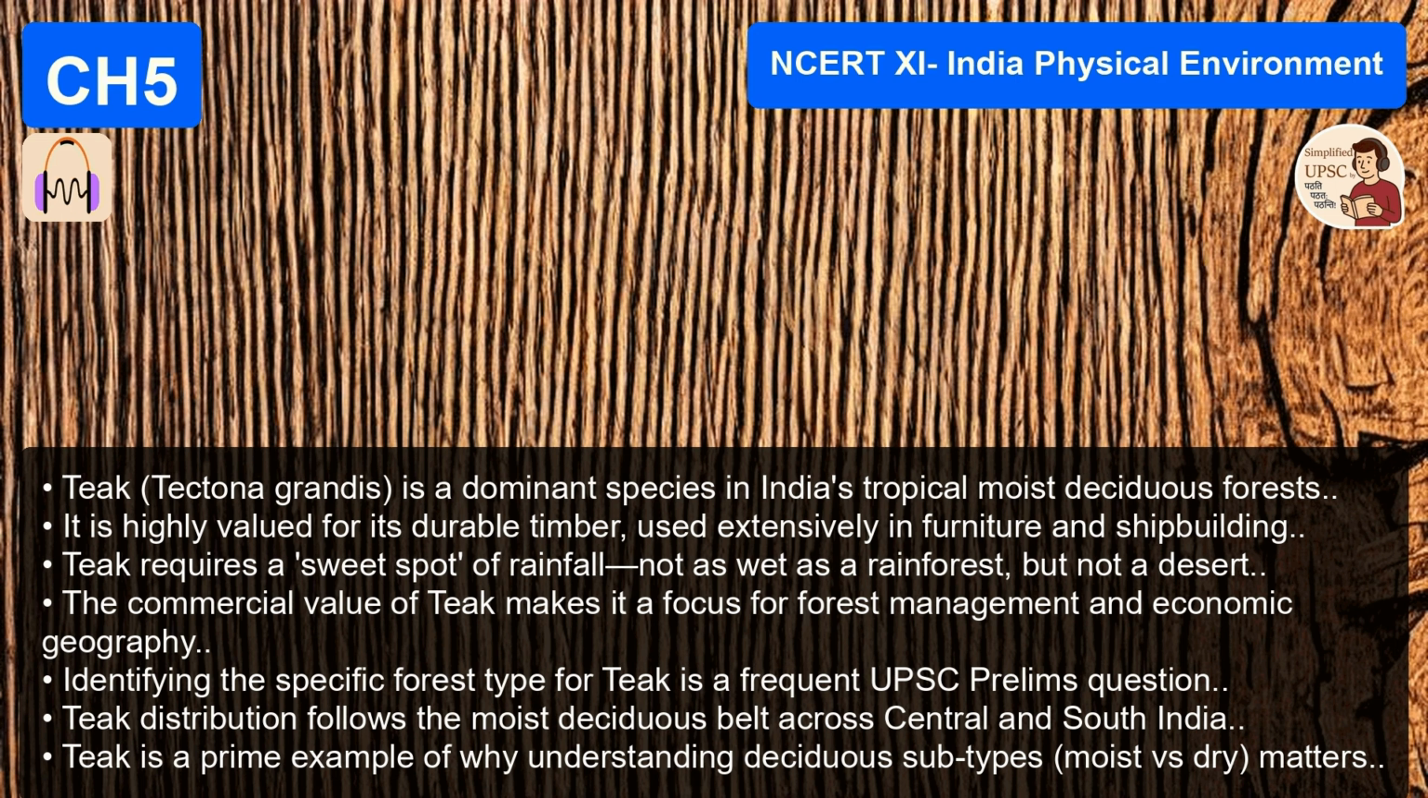This is a crucial distinction. We divide deciduous forests into moist and dry based on the amount of rainfall they get. Okay. And teak loves that sweet spot. Not a desert, but not a full-blown rainforest either. It's the commercial king of the moist deciduous belt. It's incredibly valuable timber. So if you see a question about teak, your brain should immediately go to moist deciduous.